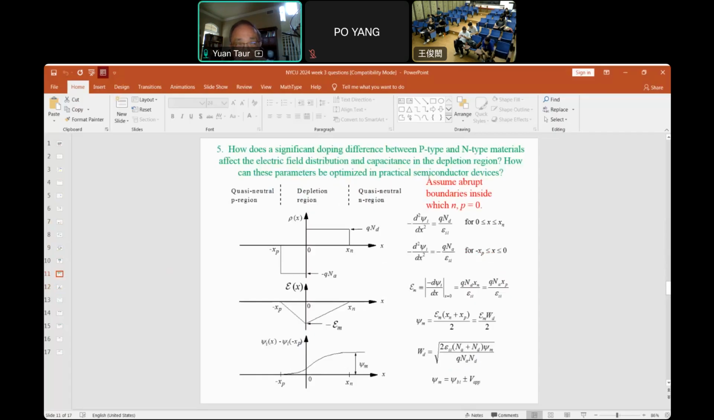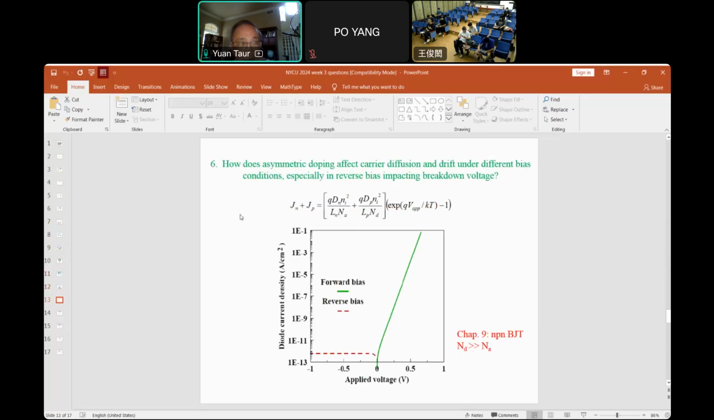Again, to be optimized, it's not clear what the question means, but I suppose if it's a bipolar transistor. Oh, okay. Next question is also related. So this is to be covered in chapter 9. We cover NPN. NPN is N plus P junction, emitter base junction. So in that case, first of all, in chapter 3, we say that the electron current, Jn, is proportional to Ni squared over Na.